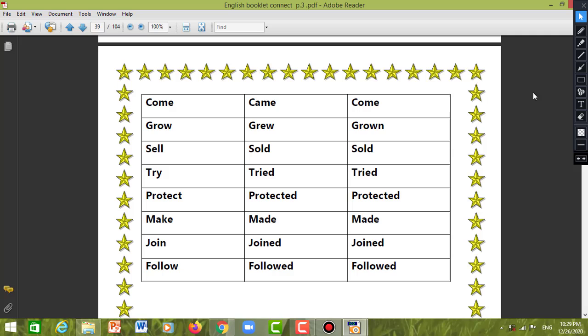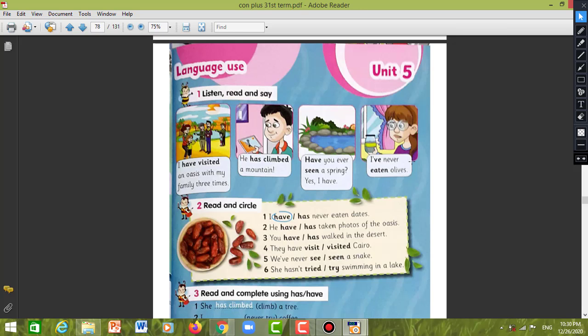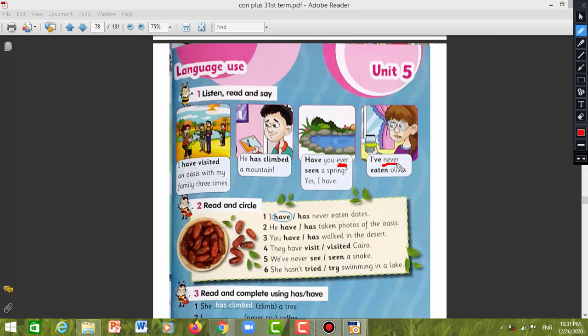Okay, and now return to our student book. Now read with me picture number 1. I have visited an oasis with my family 3 times. Picture number 2. He has climbed a mountain. Number 3. Have you ever seen a spring? Yes, I have. We use ever in the question and the affirmative sentence to express an experience. Picture number 4. I have never eaten olives, and we use never in the negative sentence. Instead of never, we can also say I have not eaten olives.